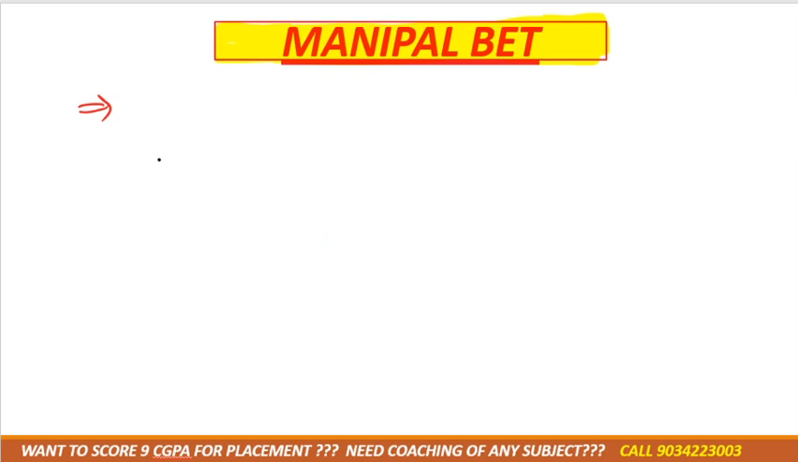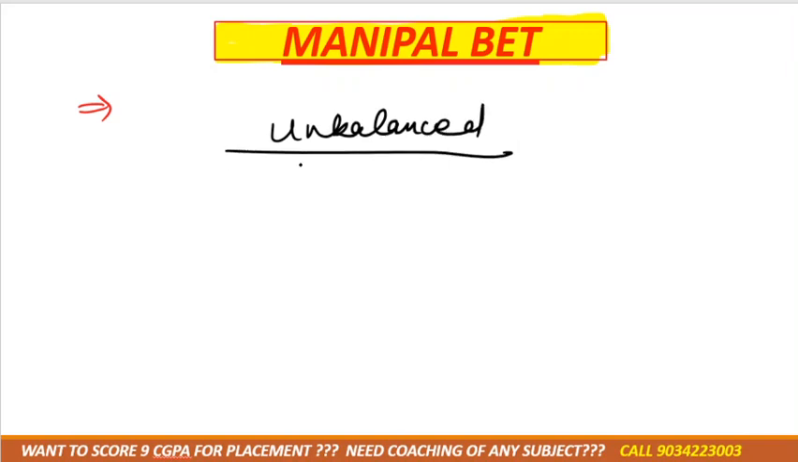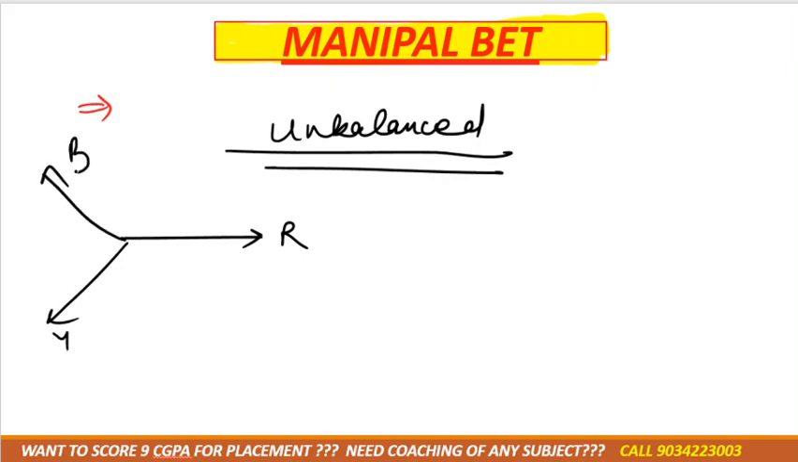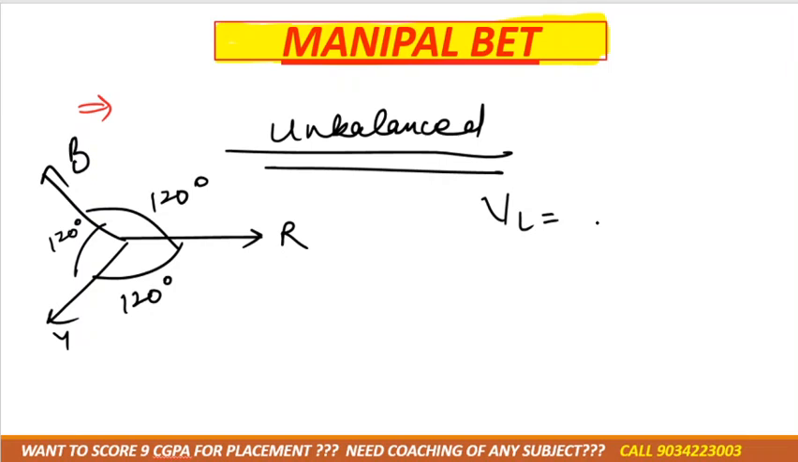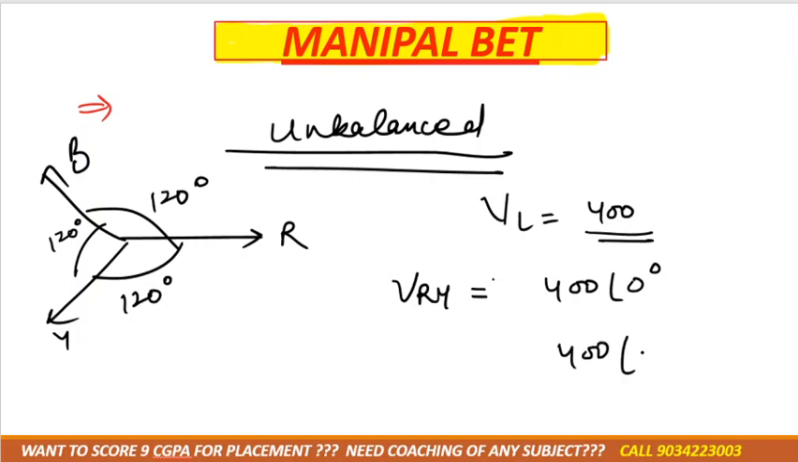Now the next one: in case of unbalanced load, if there is a connection of RYB, R is like this, Y and B. So R and Y will have how much phase difference between them? That is 120 degrees. So generally they'll say voltage is equal to 400. As I told you in the sequence, VRY first, the angle is 0, another angle is minus 120 degrees and another angle is plus 120 degrees. पहले 0, then minus 120 degree, then plus 120 degree.